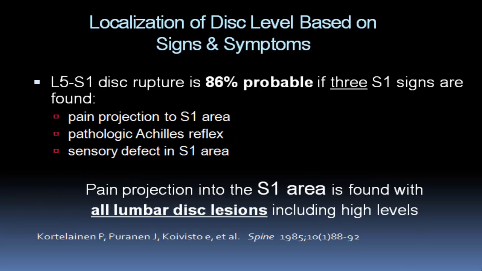Given the vast majority of disc herniation is at the L4, L5, and L5, S1 disc, affecting the L5 and S1 nerve roots respectively, let's focus on these. Here are the results of a study in Spine that demonstrates that an S1 nerve root involvement is likely if three of the following S1 signs are present: pain projection into the S1 area, a pathologic Achilles reflex, and sensory loss in the S1 area. Now also remember that with age, the absence of S1 reflexes is very common, often bilaterally. One other caution here is that the S1 pain radiation pattern, often called sciatica, is found with any lumbar disc lesion.